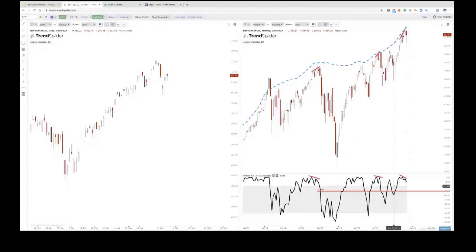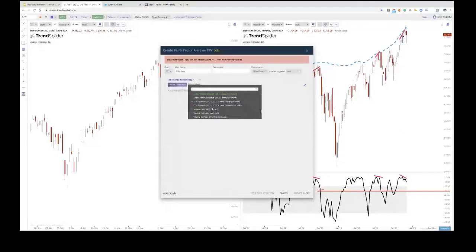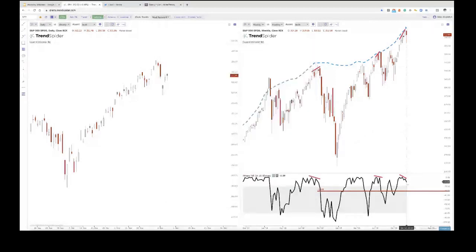So without having to code anything in, I can go to create alert. I can go to multi-factor alert, and then I can go to add parameter, and I can go to the weekly indicator, and I just go to the Williams percent range, 14. And I want to know whenever that has crossed down through the constant level of -30. So when that happens, I'll know that maybe things are really starting to move to the downside at a quicker pace. So that would be something that I put into the system.